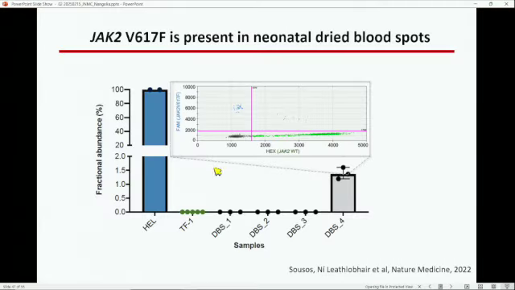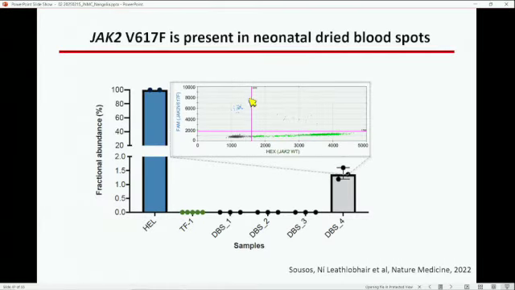And actually, I don't know, I'm sure in the UK we do heel pricks in newborn babies to test for cystic fibrosis and other bits and pieces.